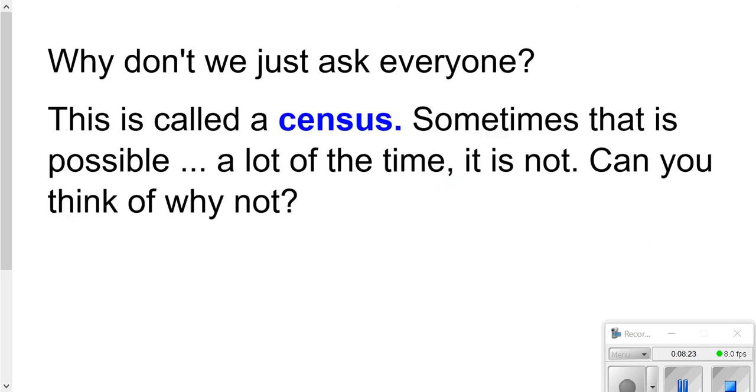And if you do ask everyone in a population, that is called a census. You might have heard this word in the news before. So we take a census in the United States. The United States government does something called the census, and that is where they ask everyone in the country to participate in taking a short survey. And that survey gives some data about the people in the United States.